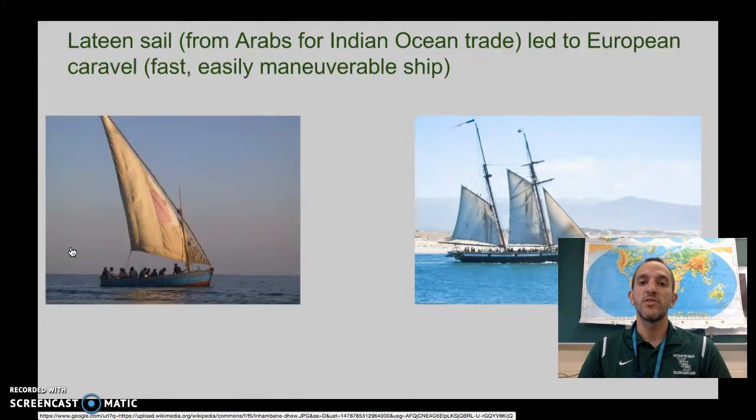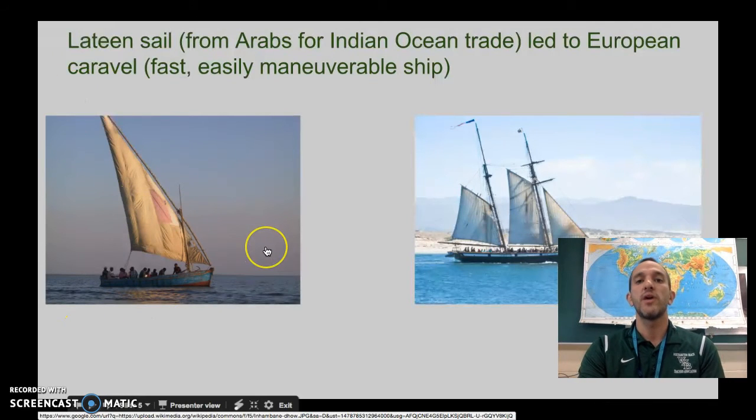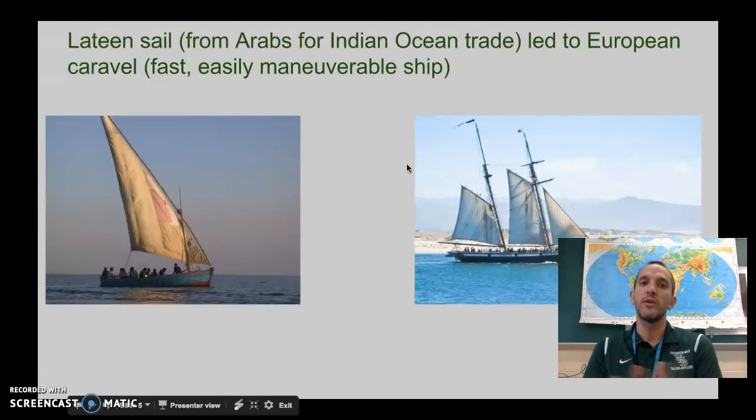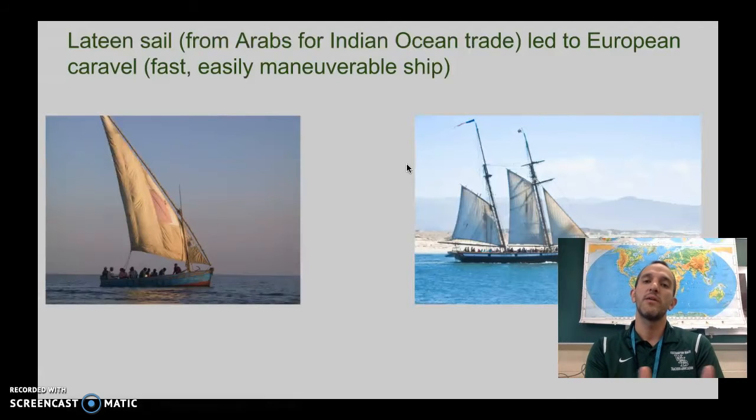And Europeans are going to get their hands on this, and they're going to use this triangle-shaped lateen sail and try and improve on their own ship-making skills. And they're going to create something called the caravel, which is a fast, easily maneuverable ship. So it can maneuver easily into ports. It can maneuver onto islands.